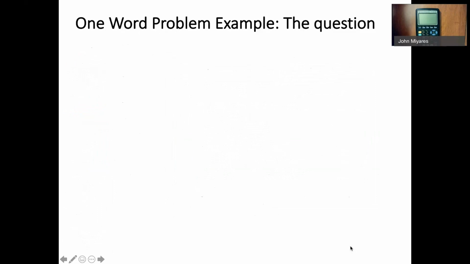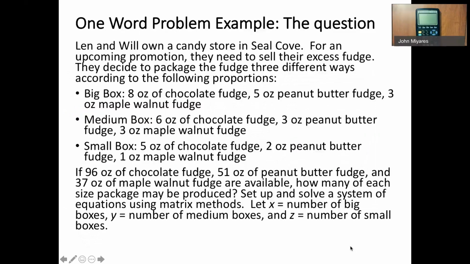Here we go. Len and Will own a candy store in the town of Seal Cove. For an upcoming promotion, they need to sell their excess fudge. They decide to package the fudge in 3 different ways according to the following proportions. They're going to sell big boxes of fudge, which will contain 8 ounces of chocolate fudge, 5 ounces of peanut butter fudge, and 3 ounces of maple walnut fudge.